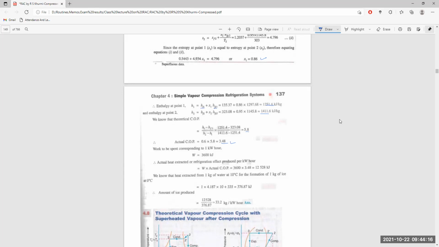So the amount of ice produced: we know the heat extracted here, and we know the heat required for 1 kg of ice. So the amount of ice we can produce is the total heat extracted divided by the heat required for 1 kg of ice. This ratio gives us the actual 33.2 kg per kilowatt hour of ice produced, as per our required answer itself.